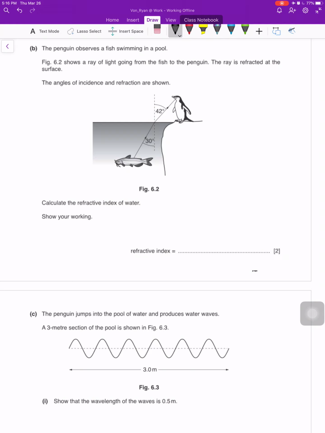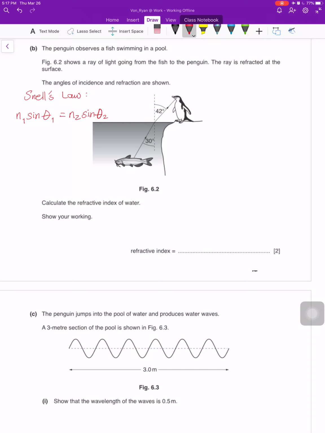Since this is a refraction question, we need to use the law that applies to refraction. We call that Snell's law. And it tells us that n sub 1 sine theta 1 is equal to n sub 2 sine theta 2. Okay, now as you can see, the light ray comes from the water to the penguin. So it's coming from a medium of higher optical density to a medium of lower optical density. That's why the light ray went farther away from the normal line.